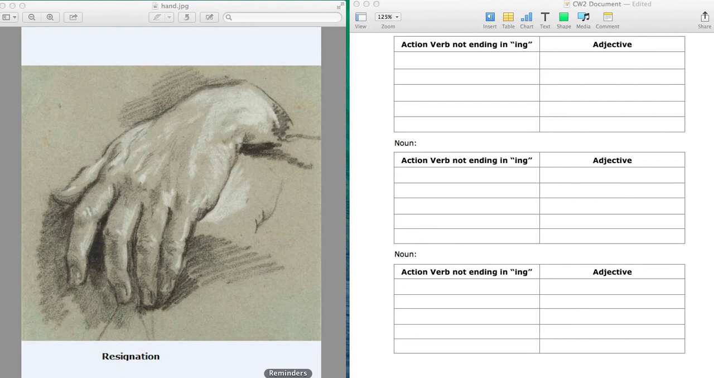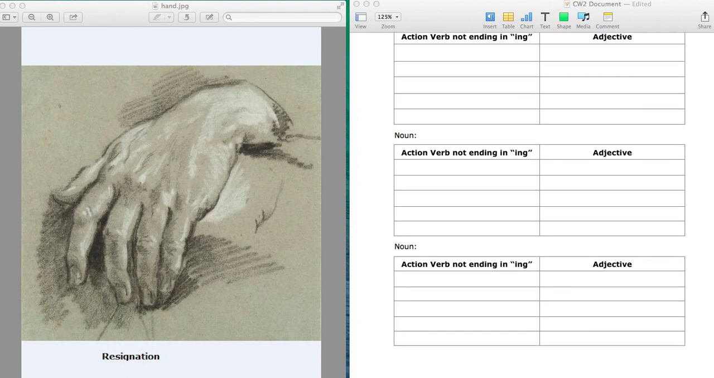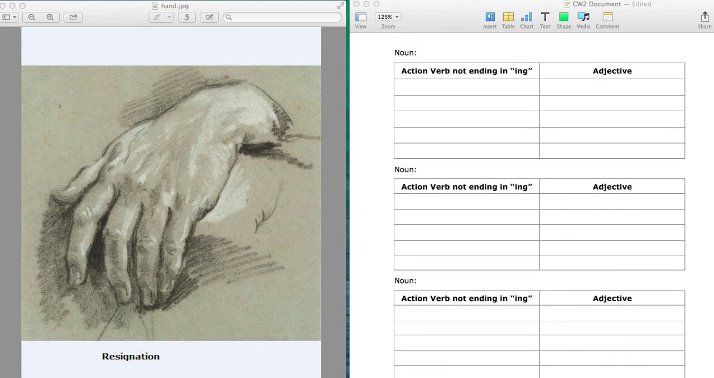So what we have here is the picture on the left of a hand, and on the right there is one of 5 pages of what will become our word bank. Notice that above each one of these boxes is the word noun. And so you're going to have 5 pages here, and you're going to have to come up with 15 nouns that you see in the picture.